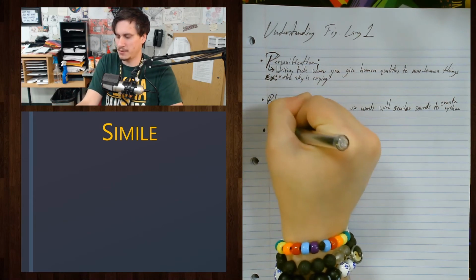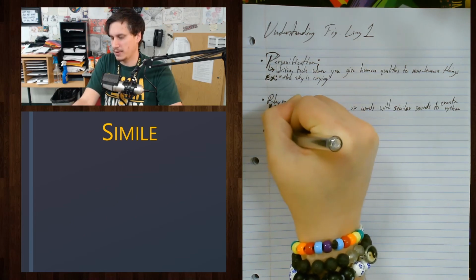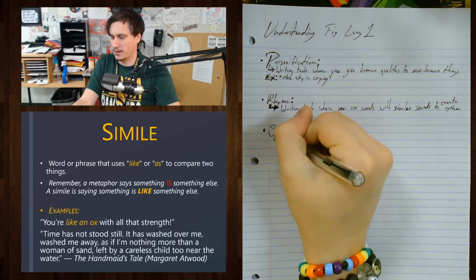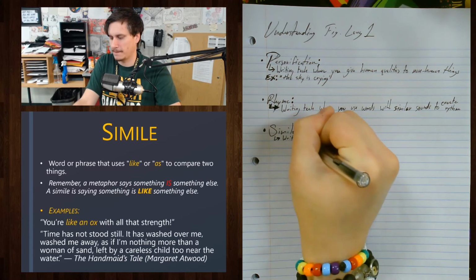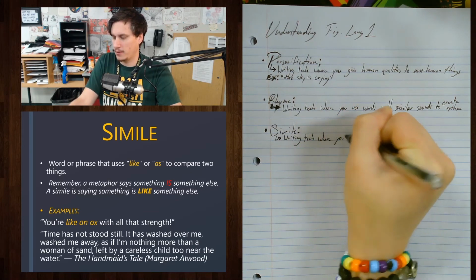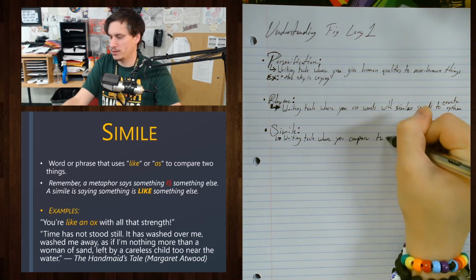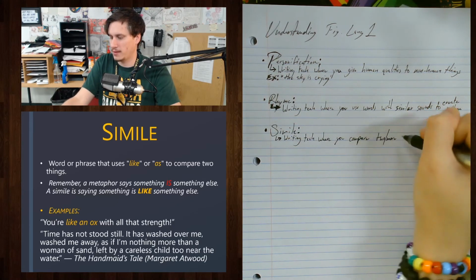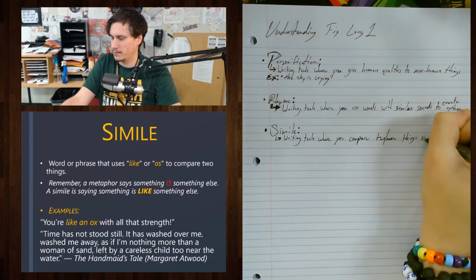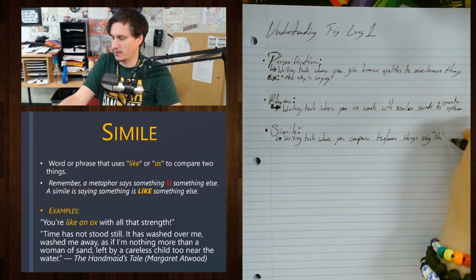Okay, next, a simile. A simile is very similar to a metaphor, except that it has one difference. Okay, a simile is a writing technique where you compare 2 or more things using "like" or "as." I'm going to put like and as in quotes.